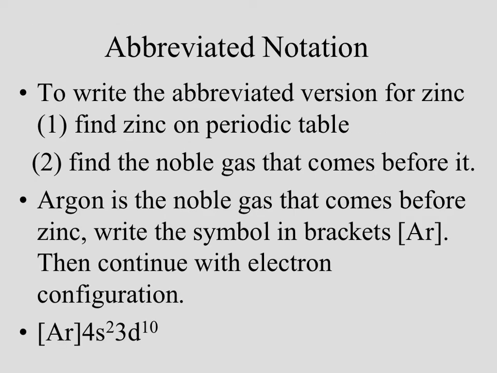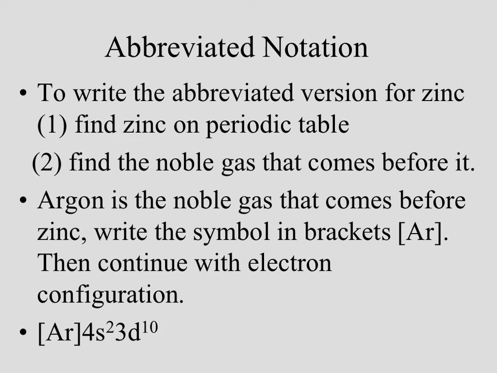So we are going to write the abbreviated or noble gas configuration for zinc. So we first find zinc on the periodic table. It's number 30. It is in the third energy level, the D sublevel, the 10th one over, so 3d10. I look back and find the noble gas that comes right before it, which is argon. And then I just continue on as always.